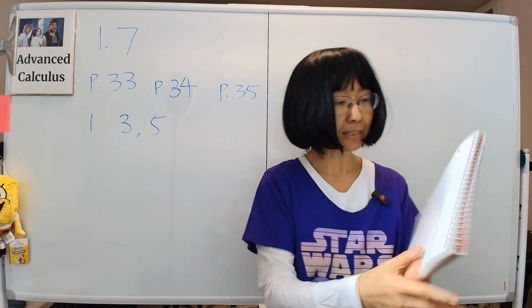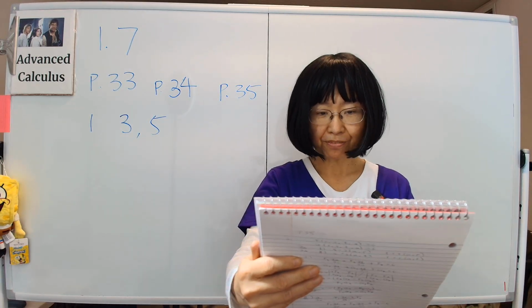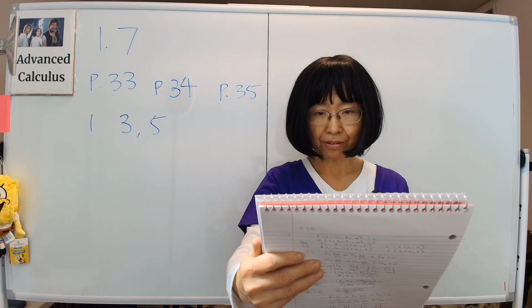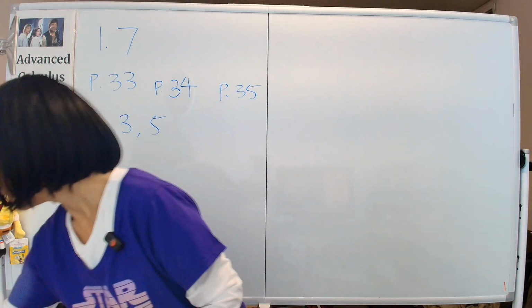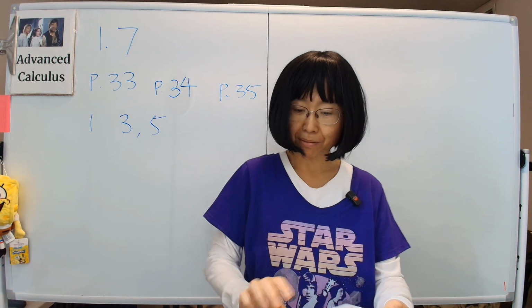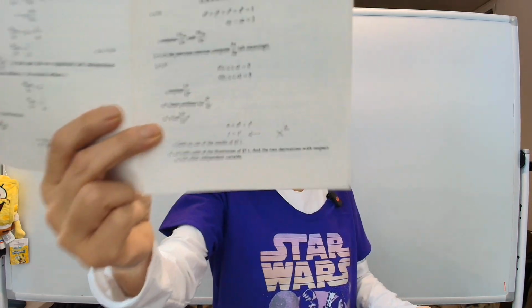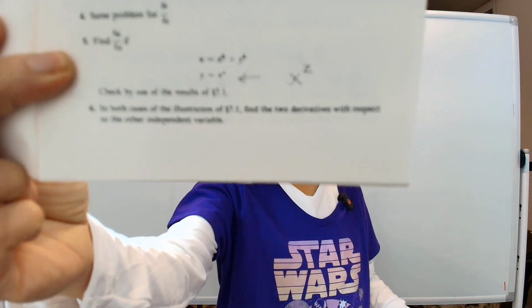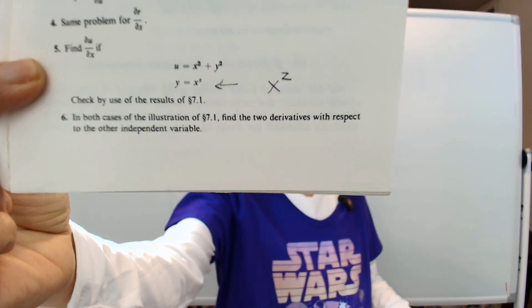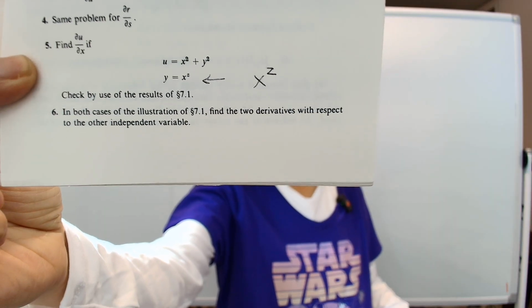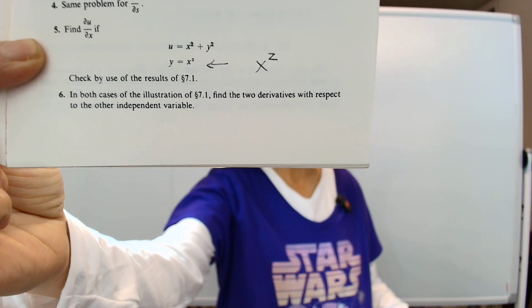And let's see, that's problem 3. Next, problem 5. Problem 5, I made a small mistake at first. As you notice, I didn't look at it closely enough. As it turns out, the bottom is y equals x to the power z. I thought it said squared. It's not squared, it's z. Okay, that changes things a lot.